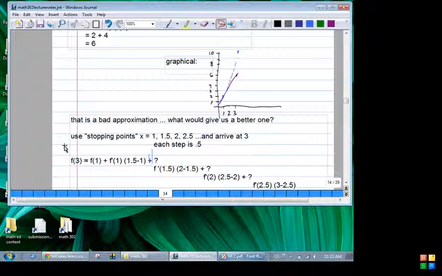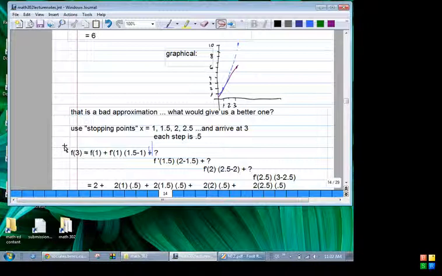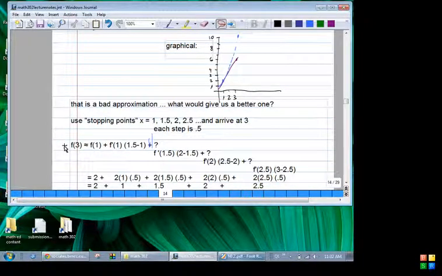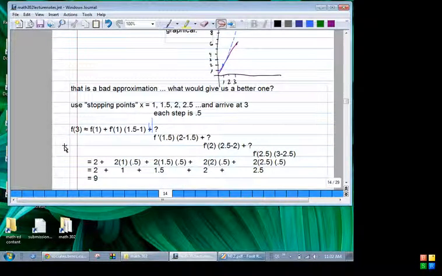So what does this look like when you actually do it? Here I've plugged in all the numbers and done all the calculations. For example, remember the expression for f prime in this problem: f prime of x equals 2x. So f prime of 1 is 2 times 1, f prime of 1.5 is 2 times 1.5, et cetera. So we always know what the slope is at any x value. You work all of these out, you add it up, and you get 9. Wait, is that right? Yes, 9.